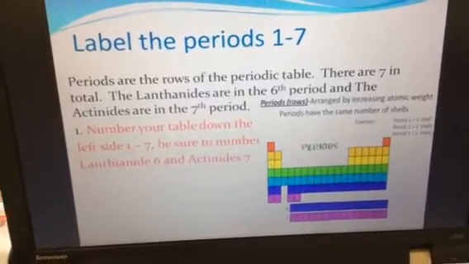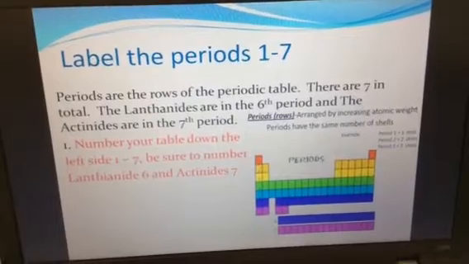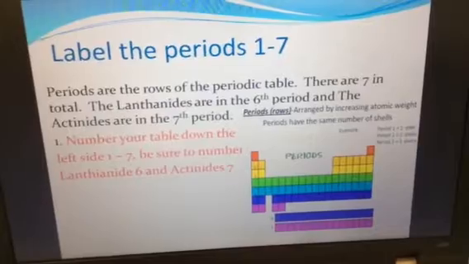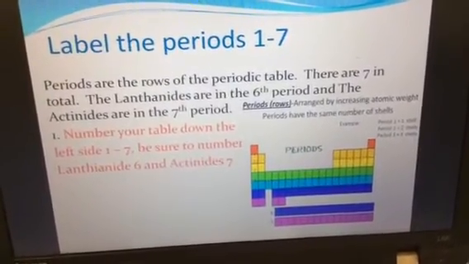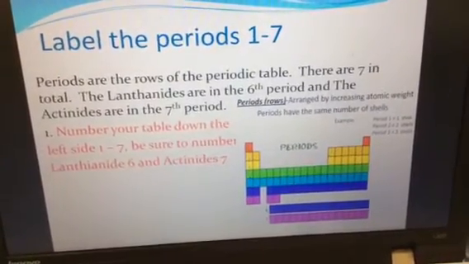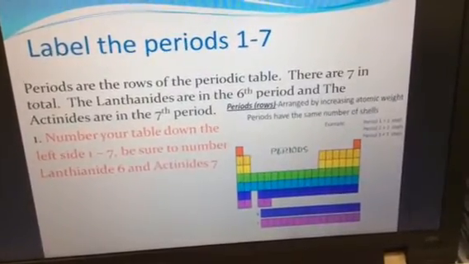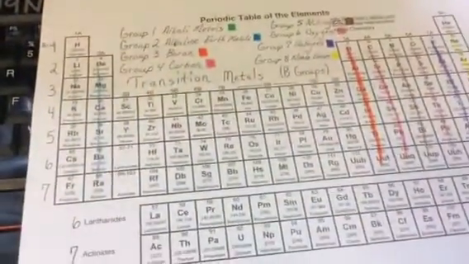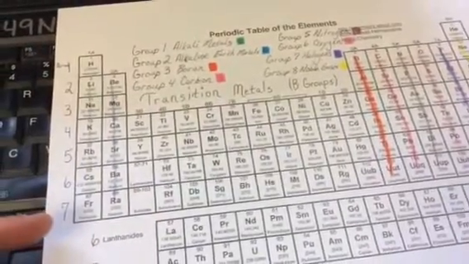Okay, next thing you're going to do is label the periods. We said already the periods are the rows of the periodic table. They go horizontal. There are 7 in total. The lanthanides and the actinides are both in the 6th and the 7th period. So you'll number down the left side 1 through 7. Be sure to number the lanthanides 6 and the actinides 7. That's along the left side right there.